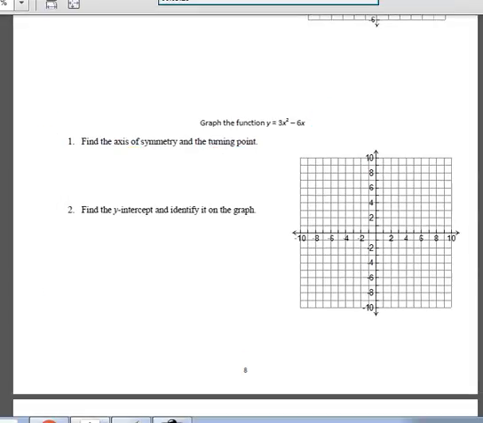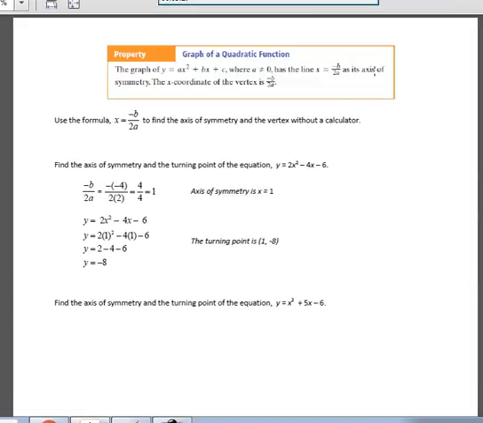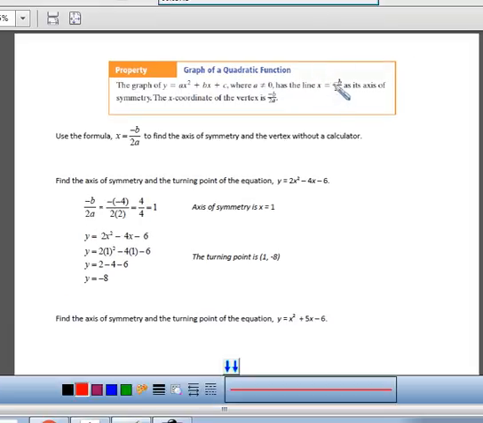Let's go ahead and take a look at page 9. We're running out of time here. Graph of a quadratic function. The graph of y equals ax squared plus bx plus c, where a is not 0, has the line x equals negative b over 2a as its axis of symmetry. The x-coordinate of the vertex is negative b over 2a. So we use this formula as a way of finding this without a calculator or without a graph.